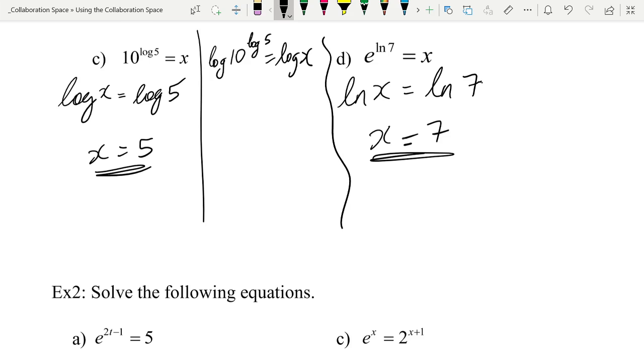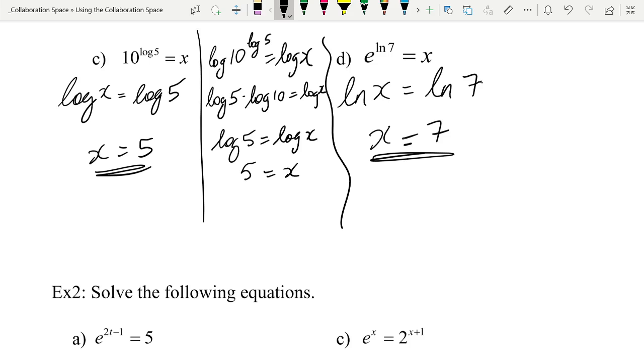And then remember that in logarithms exponents become coefficients, and remember that the log of 10 is 1. So then log of 5 equals log of x, anti-log both sides, and I get the same answer. So I can do that here too.